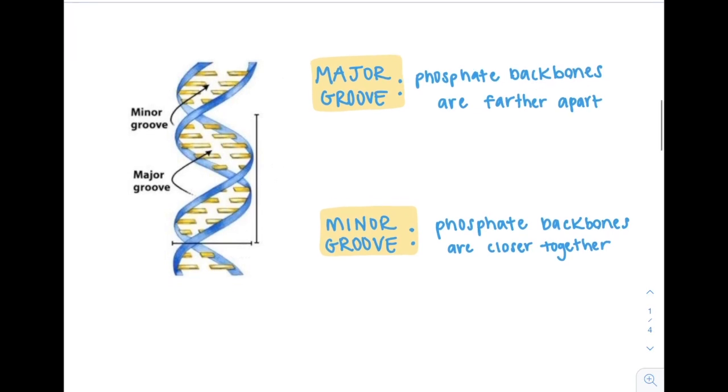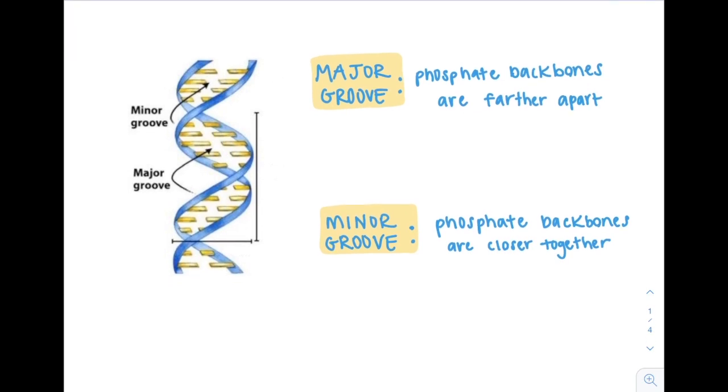Another aspect I want to discuss is the major and minor grooves in DNA. A major groove, which can be seen here, is when the phosphodiester bonds and phosphate backbones are farther apart. And the minor groove is the opposite, when the phosphate backbones are closer together like they are seen here.